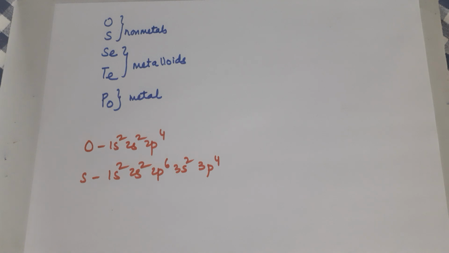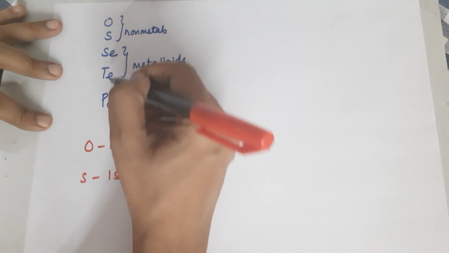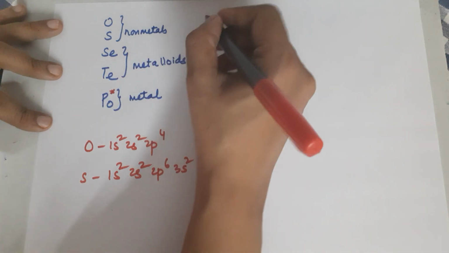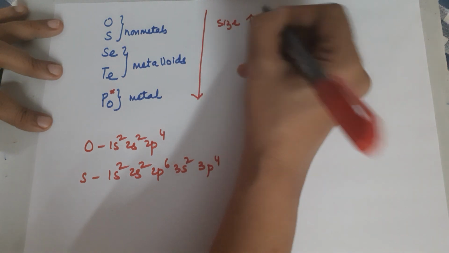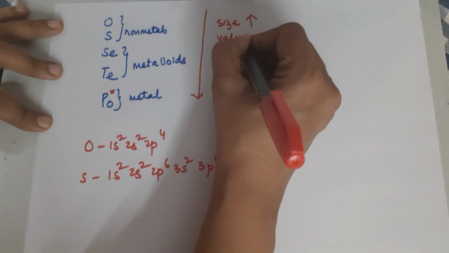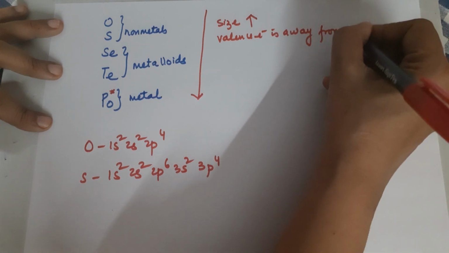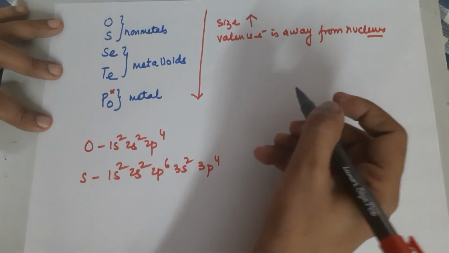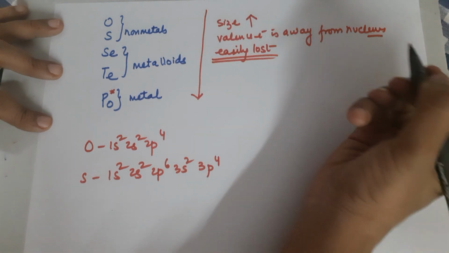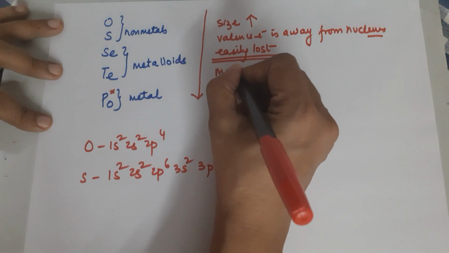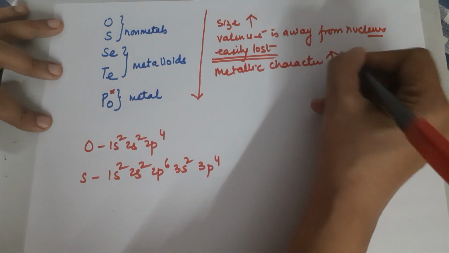Let's talk about the properties as we move down the group. As I go from oxygen to sulfur to selenium to tellurium to polonium, which of course is radioactive, down the group, the size of the atoms increases. Therefore, the valence electron is away from the nucleus. Therefore, it can be easily lost. Hence, if the electron is easily lost, your metallic character will always increase as you move down the group.